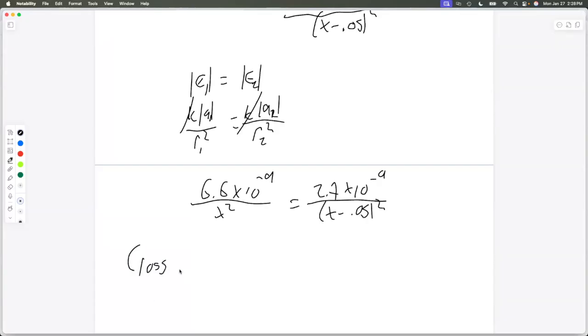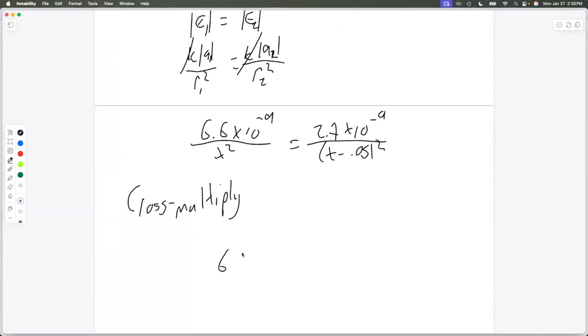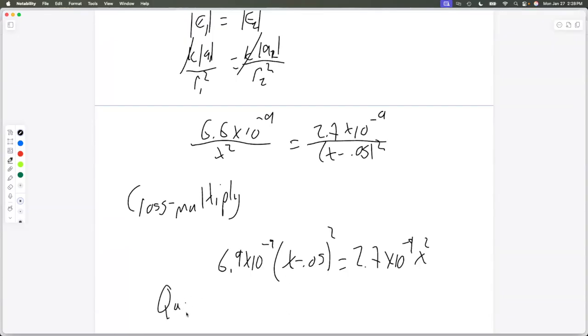So cross multiply, like I'll write that out. So you would have 6.6 times 10 to the negative ninth, x minus 0.05, quantity squared equals 2.7 times 10 to the negative ninth, x squared. So you would have to FOIL this out, write it down twice, FOIL it, distribute, get everything on one side and use quadratic formula. That will always work.